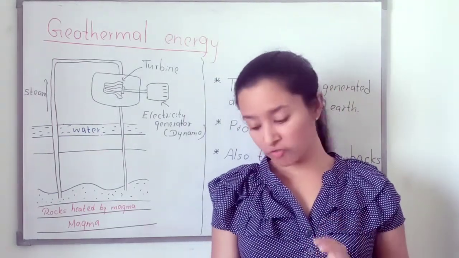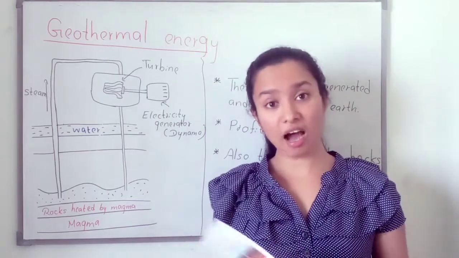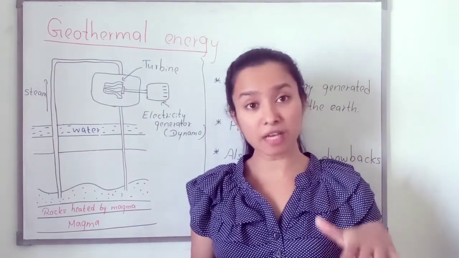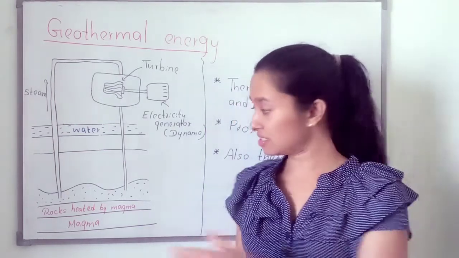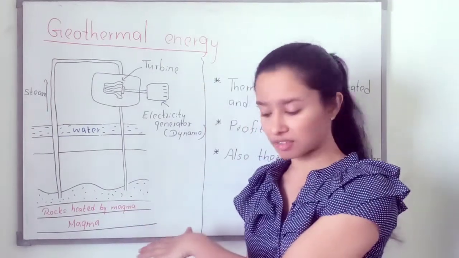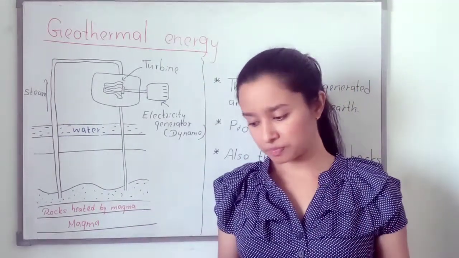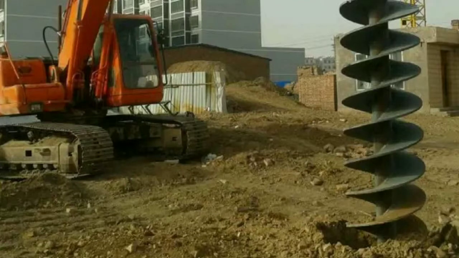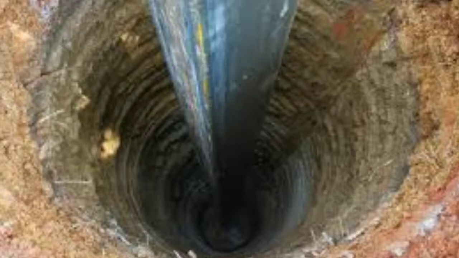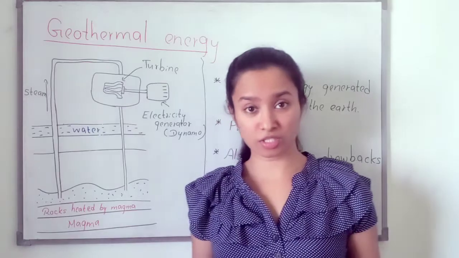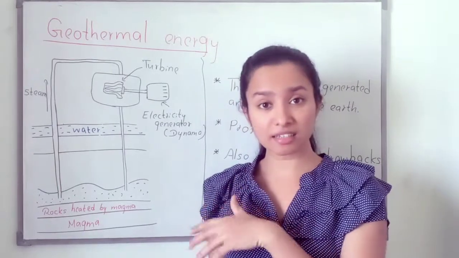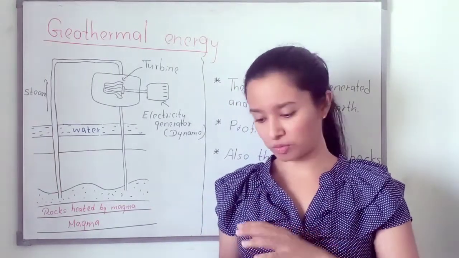The places of earth with a very high temperature are very deep down in the earth crust. So we have to drill the earth very deep. It needs a lot of energy and high cost to drill the earth crust so deep down.